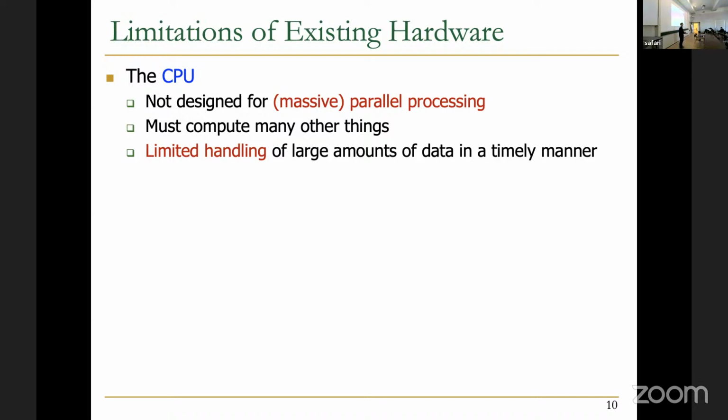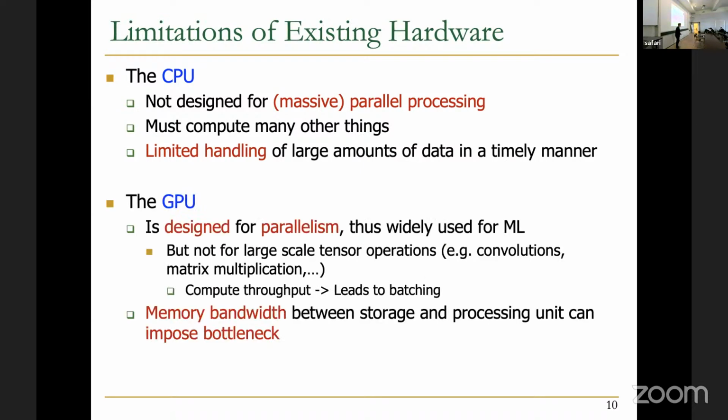We only have a low on-chip memory. We maybe have some cache, but it's very limited in size, and most of the data must come from the storage. The GPU, on the other hand, is actually designed for parallelism, and thus it's also widely used for machine learning.